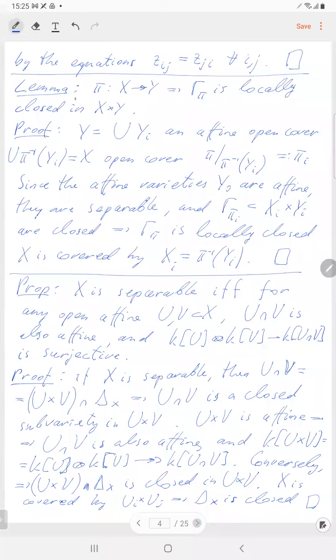Go to the next page. And now maybe let's see a few examples of a priori separable varieties. So algebraic groups.